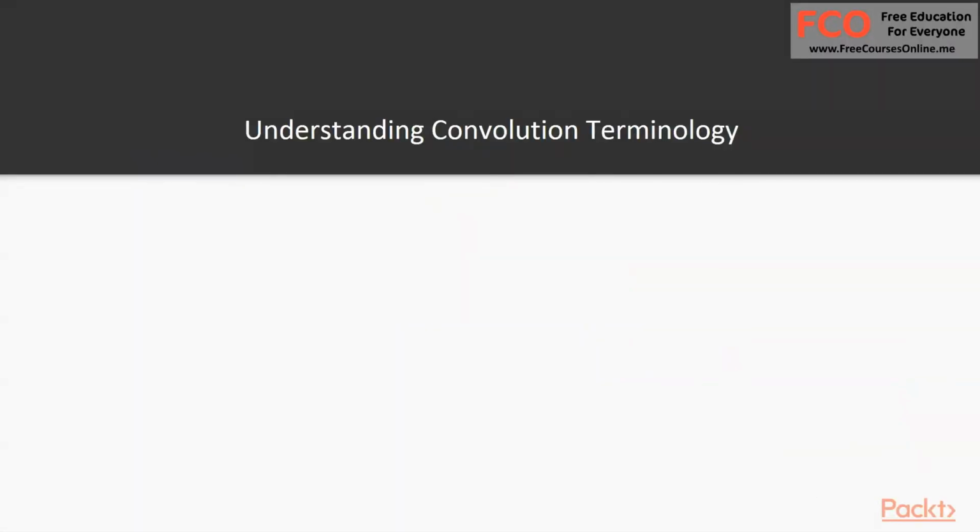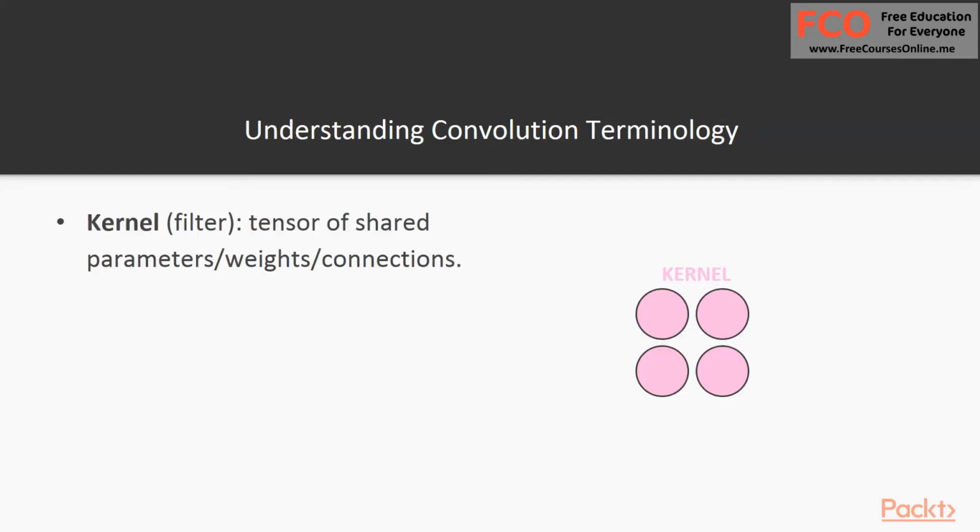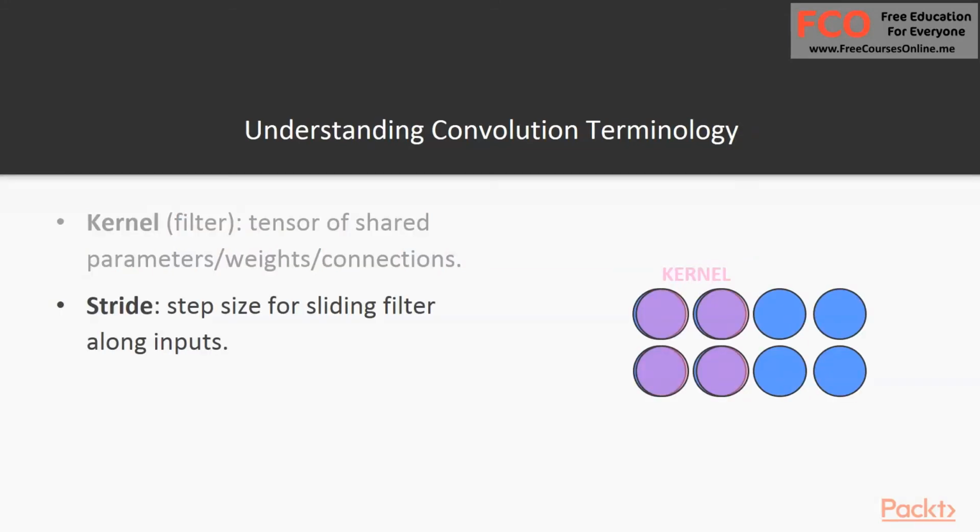So in the next slide we're going to go over the defining equation for convolution, but we'll need to cover some terminology first. As mentioned in the last slide, we will refer to the tensor of shared parameters as the kernel, also sometimes called the filter by TensorFlow. Recall how we slid the kernel in steps of size 1 along the inputs in the previous slide? In jargon speak, we'd say that we are using a stride of 1. We could also choose a stride of 2 here, like so.